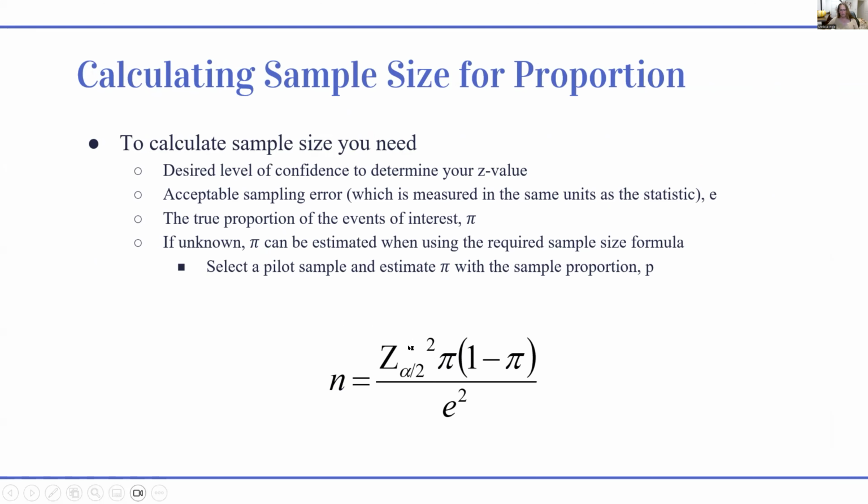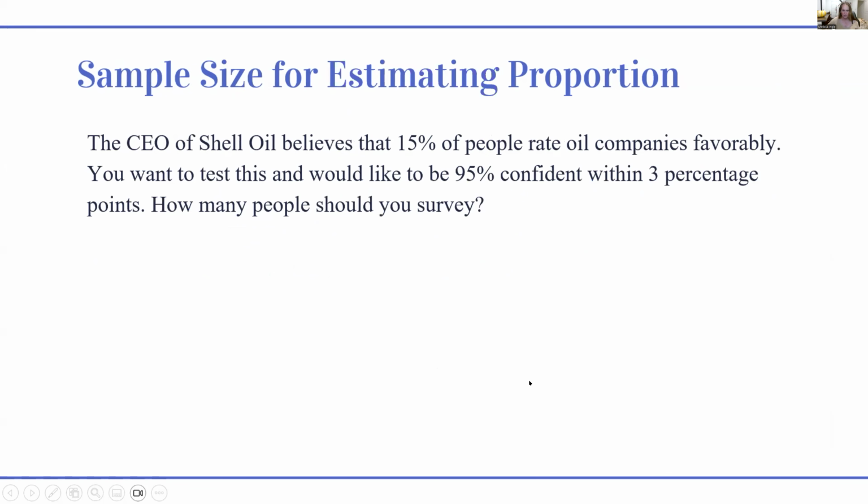So that looks like this, z squared. This looks a lot like what we've seen before, right? So the number is n equals z squared times pi times 1 minus pi over e squared. So the CEO of Shell Oil believes that 15% of people rate oil companies favorably. You want to test this, and you want to be 95% confident within 3 percentage points. So 15% is not that high, right? That's what the CEO of Shell believes. So how many people do you need to survey?